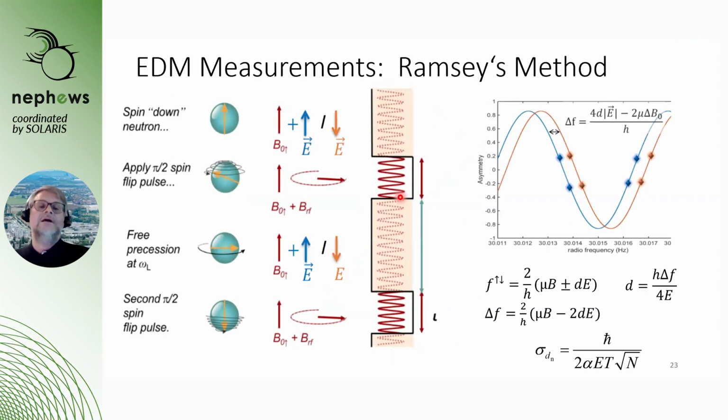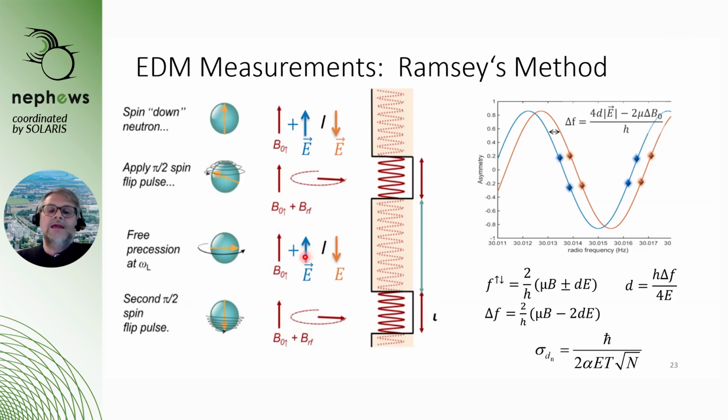So how is this done? This is again the same kind of Ramsey principle you've seen before. You prepare your states in the sense that you polarize the neutrons, then you flip the spin and let them Larmor precess in a field over a certain time or distance, depending on what you do. And then you apply a second in-phase pi half pulse to restore polarization.